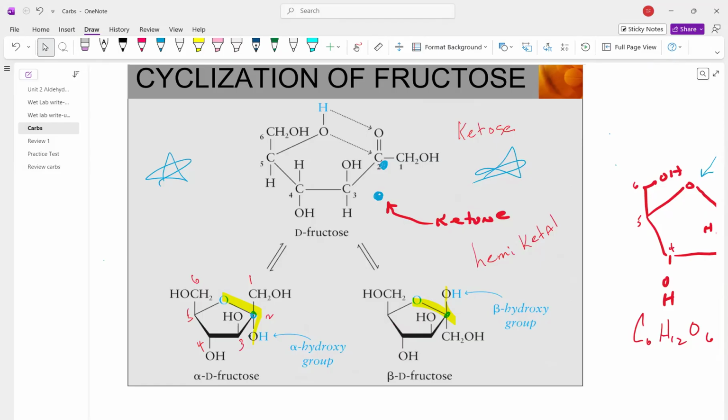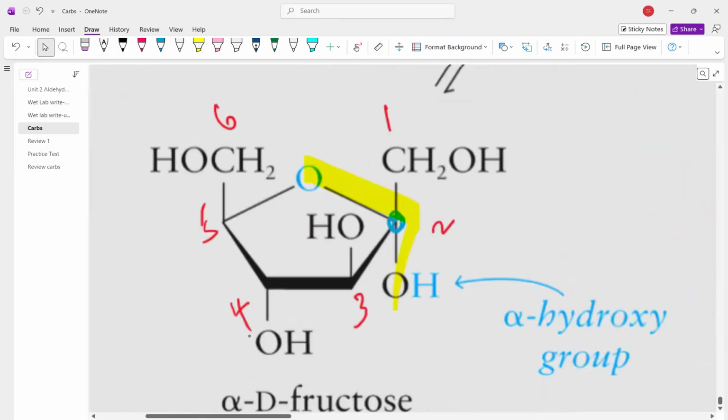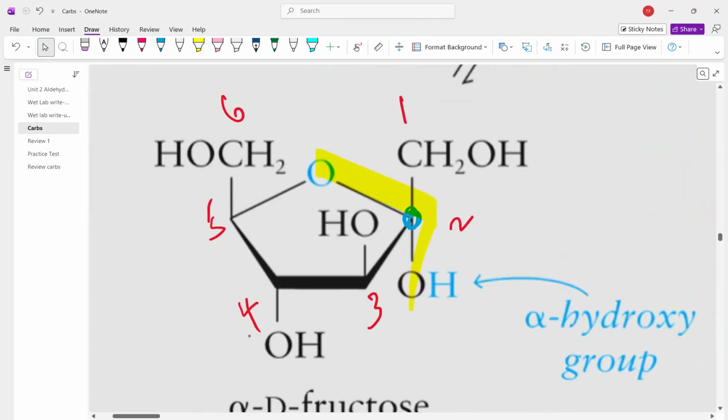So notice, in the anomeric carbon, there's one OH that's directly connected to it, and there's another OH one away. This one, not the one that's alpha beta. Only the one attached to the anomeric carbon can be alpha beta.